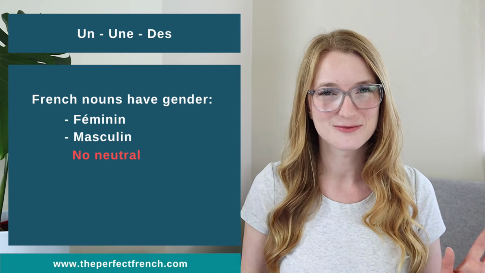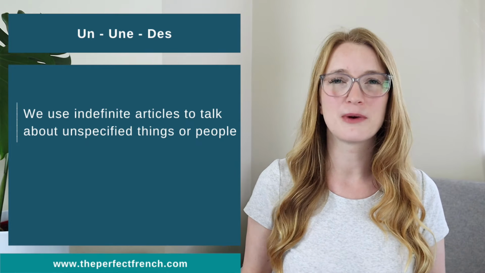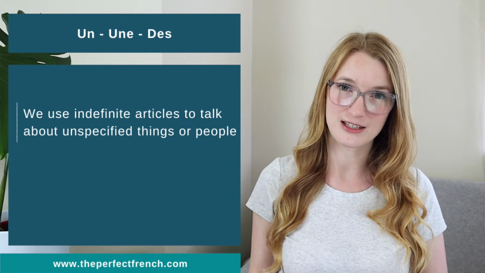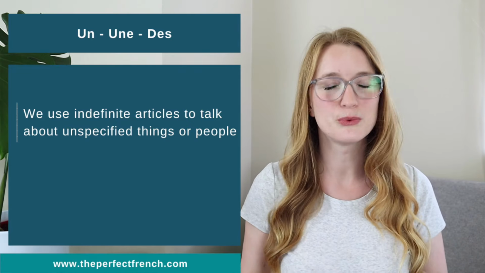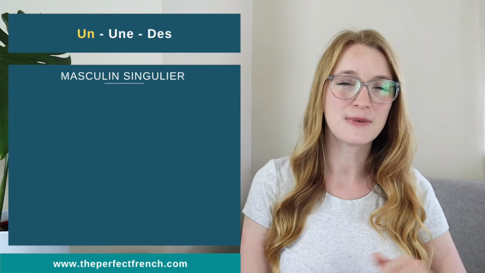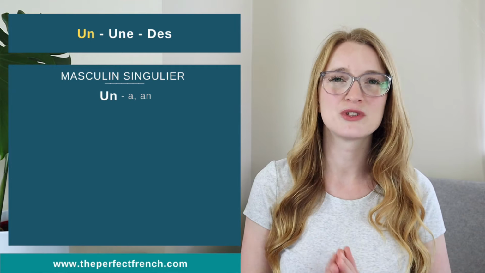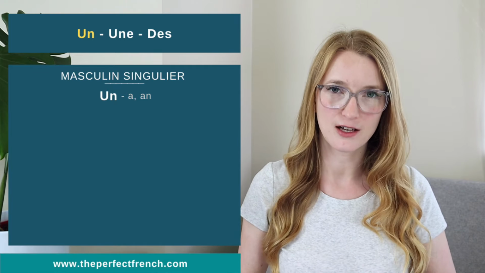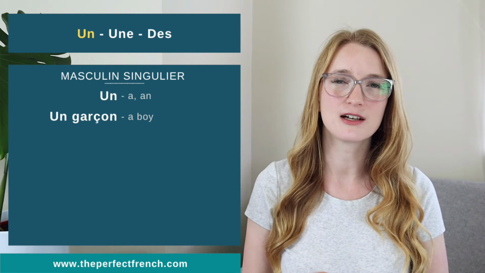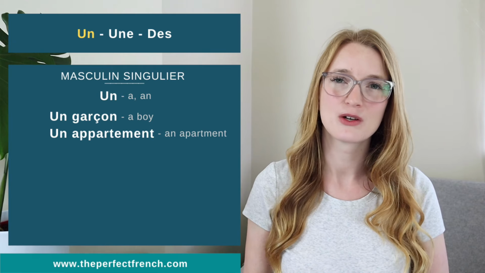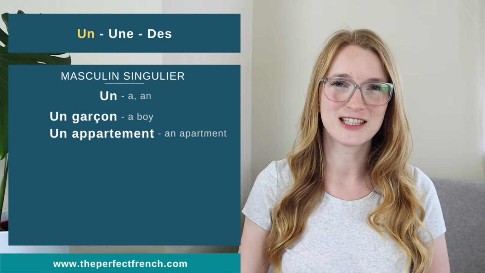Easy to understand. So when do we use indefinite articles? We simply use them to talk about unspecified things or people, the exact same way as in English. Don't worry, it's really not hard. If we see masculin singulier, masculine singular, we are going to use un. So we have un garçon, a boy, or un appartement.